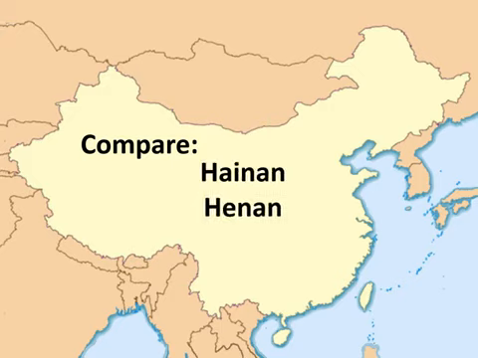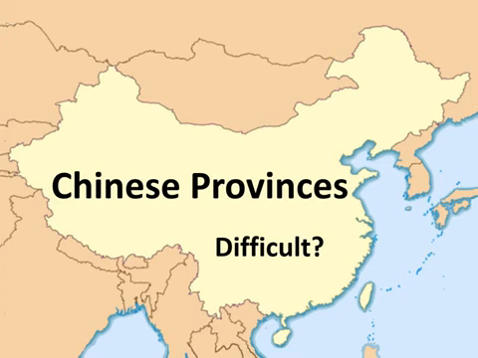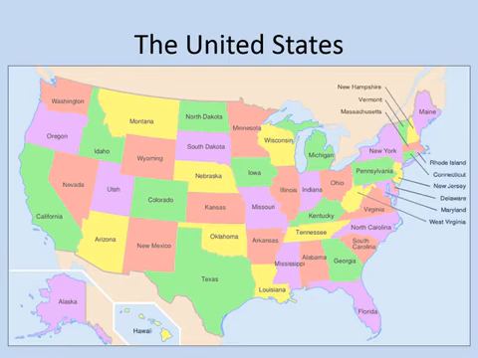Listen to these 2 province names. 山西、陕西。 The differences in spelling and pronunciation are very subtle, and those 2 provinces are next-door neighbors. Do you think that it will be difficult to learn the names and where the provinces are located? Maybe. But compare this task to that of students, visitors, or immigrants trying to learn the names and locations of America's 50 states.